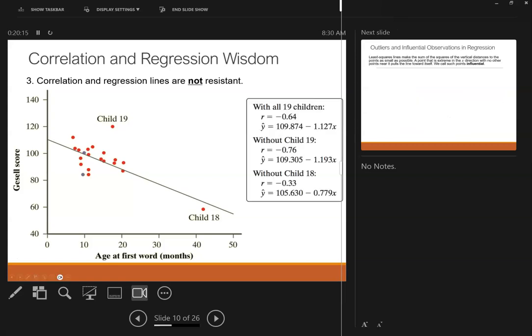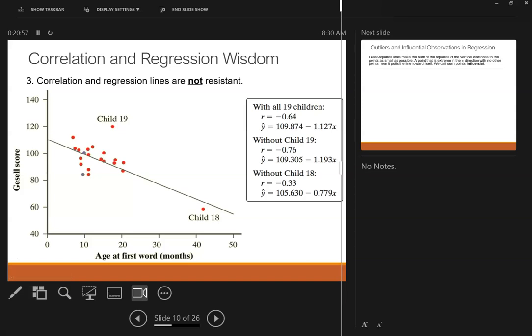So with all of the children, our R value is negative 0.64. If I throw out child 19, our R value jumps up to negative 0.76. If I throw out child 18, it drops to negative 0.33. So you see that removal of some outliers can improve your R value. By removing 19, we got a better R value. And removal of some outliers may hurt your R value. Removal of child 18 made the R value worse.